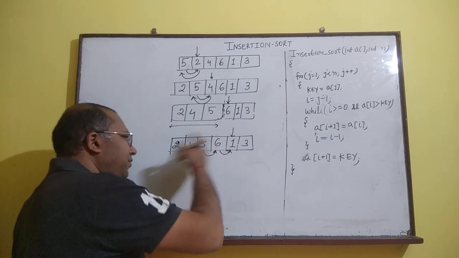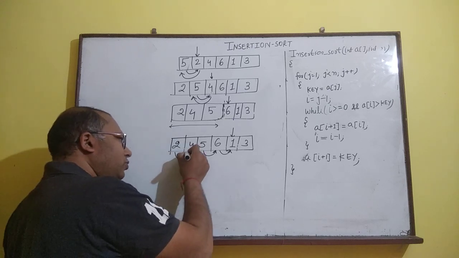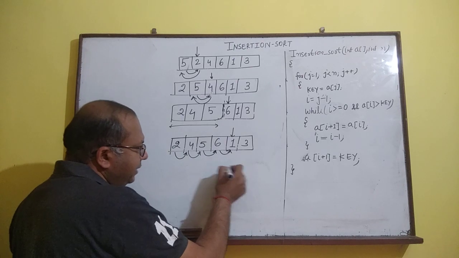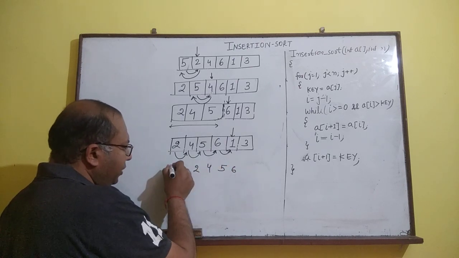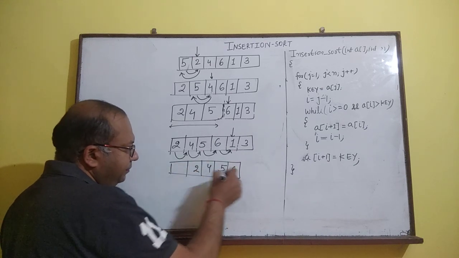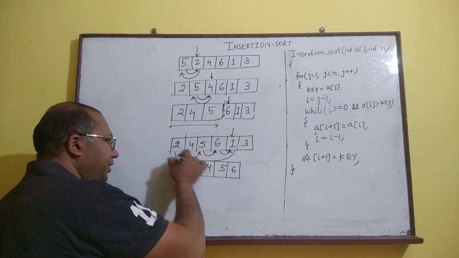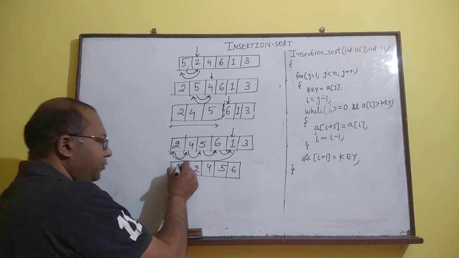Now we are comparing 1 with the 2, again they are not in order, so we need to shift this 2 also. Because as we have shifted 6 here, 5 here, 4 here and 2 here, we have one empty block at the start of the array. If it happens, this 1 will be shifted to the first position of our array. So 1 is coming here.